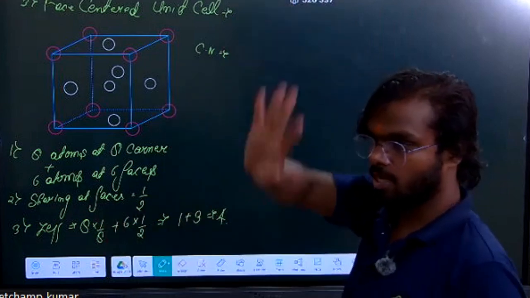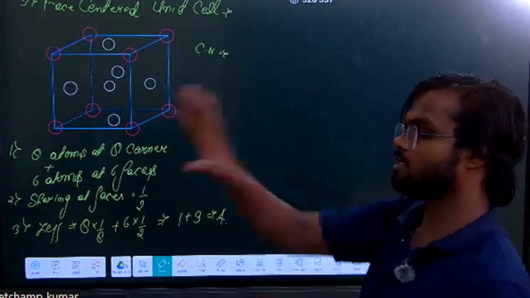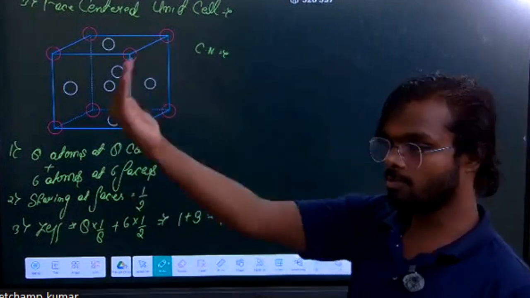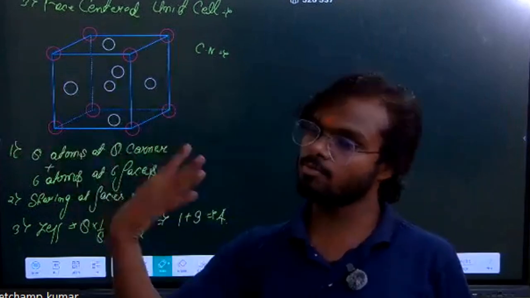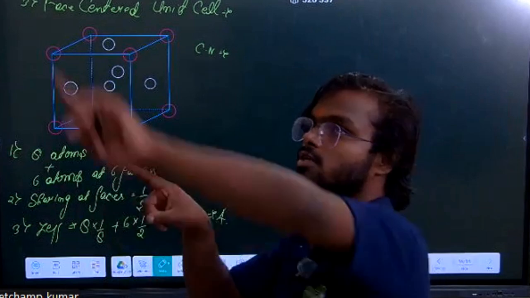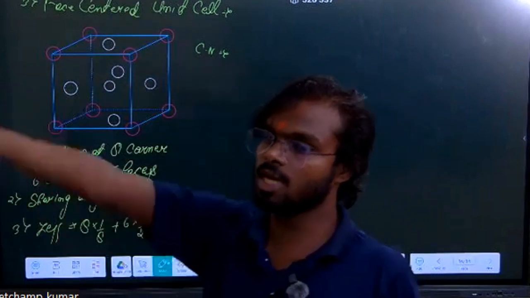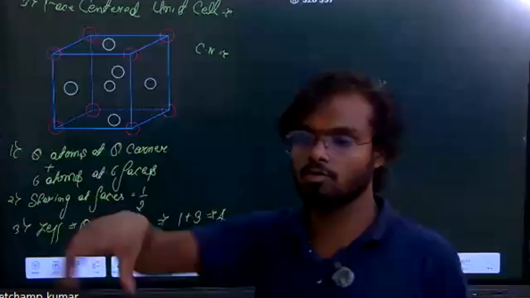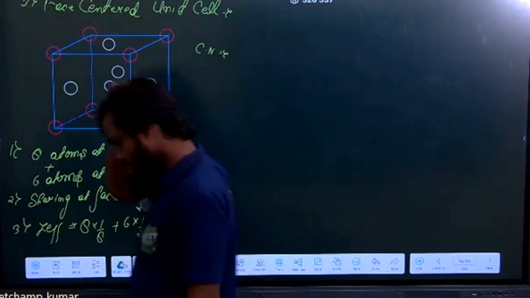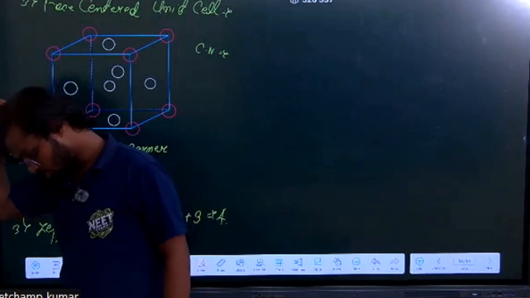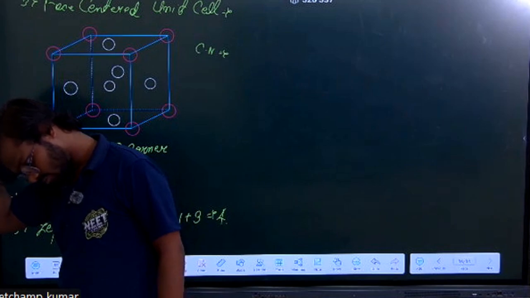Suppose this is my face. There is one atom at the face center. Now this face center atom has half of the portion in this room and half of the portion in the adjacent room. So half of the portion in this room is touching the 4 corner atoms, and similarly the half in the adjacent room is also touching the 4 corner atoms. Are you able to understand what I'm trying to say? Yes, sir.